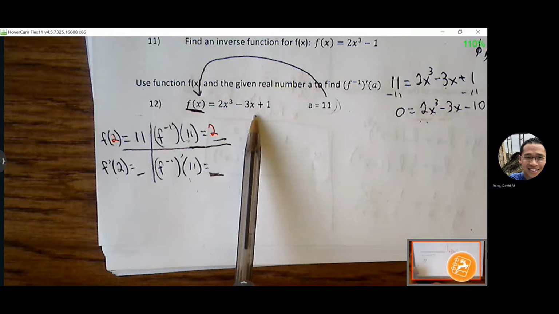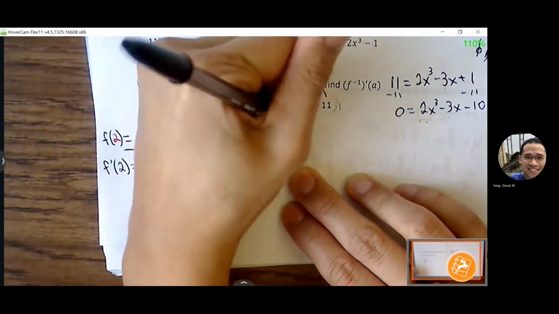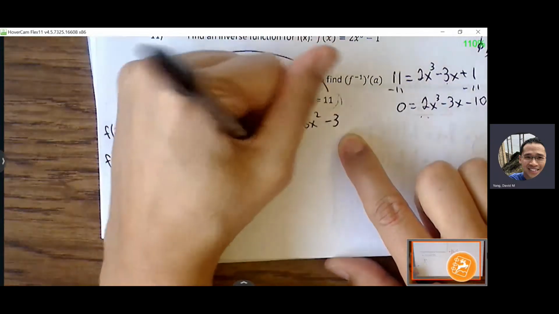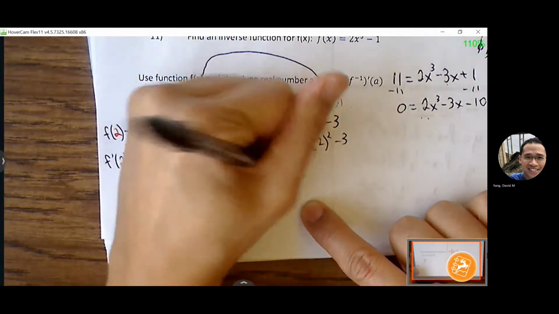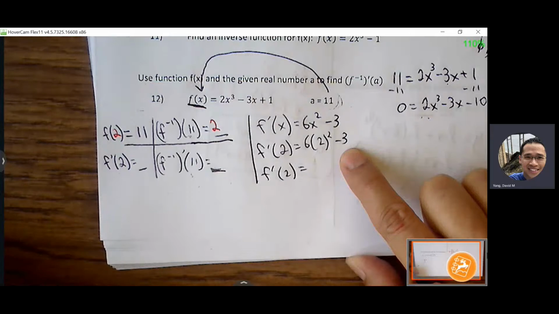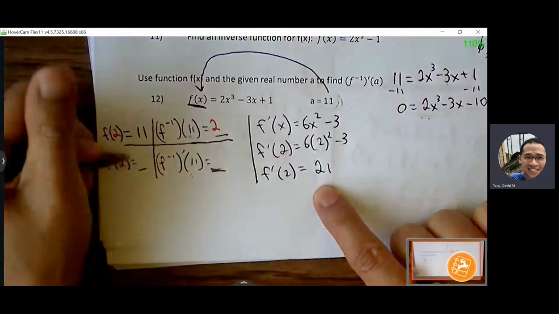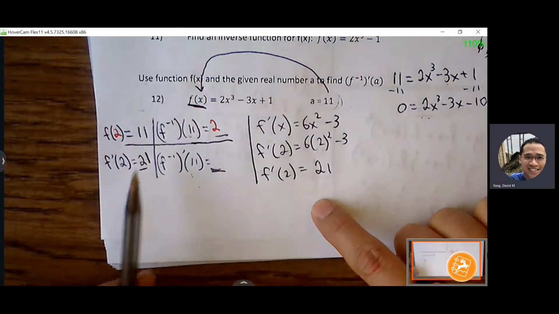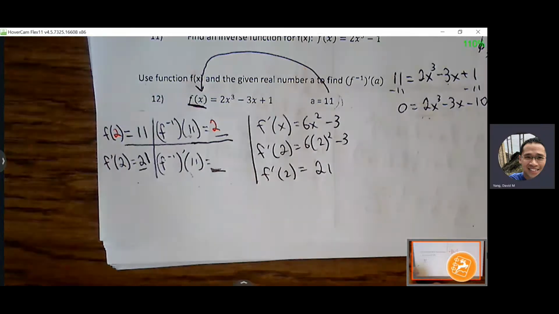Find the what first? Derivative, okay. Enter 2 in for x. Six times 4 is 24. 24 minus 3 is 21. So we know the slope of the f graph at 2 is 21, which means that the slope of the inverse at its corresponding point is going to be what? 1 over 21.